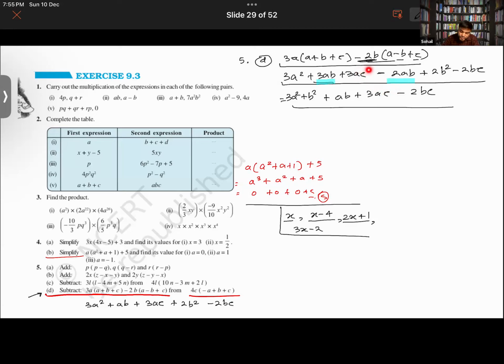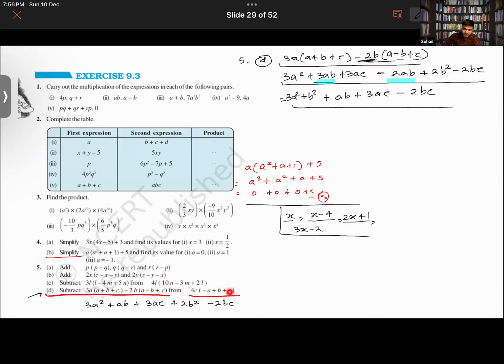The minus 2ab should become plus 2ab. Minus 2bc will become plus 2bc. This one, minus 2b into a, will become minus 2ab simply. Right now, abhi humne calculation shuru bhi nahi kiya. Right now, I am just simplifying this expression here.